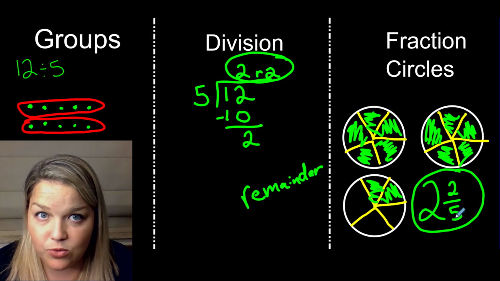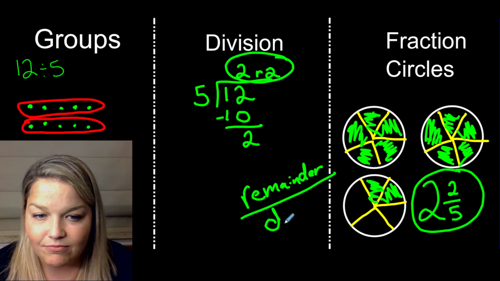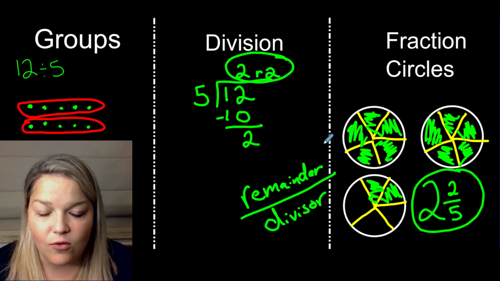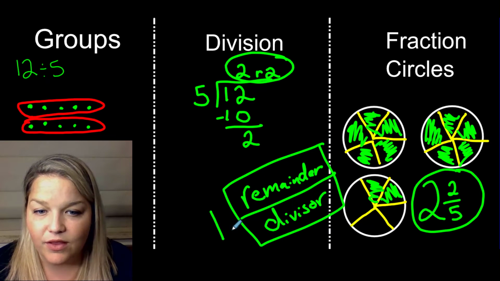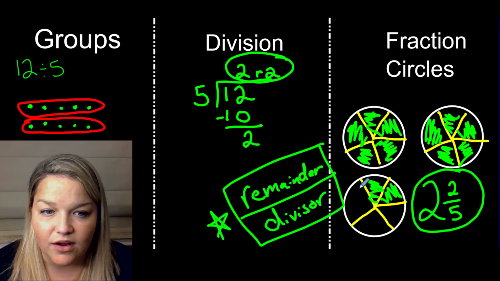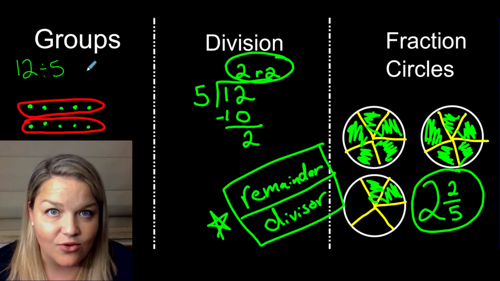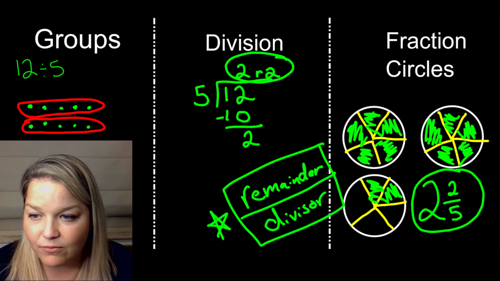What did we put the 2 over? We put the 2 over the divisor. All right, so you're always going to express it as a fraction with the remainder over the divisor. So let's take a look over here. 2 was our remainder. 5 was our divisor. 5 was the quantity you needed to create another group. So let's try a couple examples together.